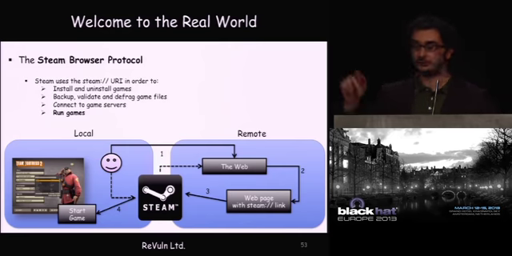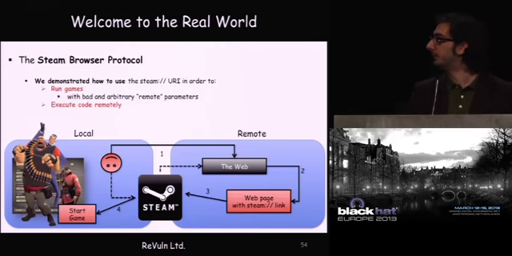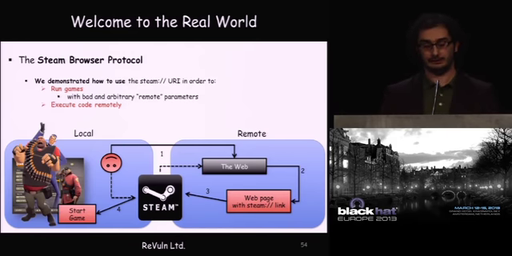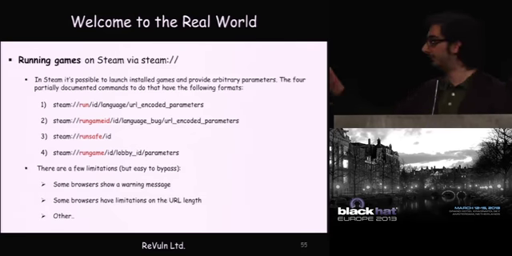we found out that Steam was using a protocol called the Steam Browser Protocol, which is used by Steam to install and uninstall games, allow the user to play games online, and in a specific case, to run games. So we found a way to run games on remote systems by using links on a remote website. To achieve this, we had to find 4 undocumented commands, which are the ones you read here: run game ID, run save, and run game, which have the format here.